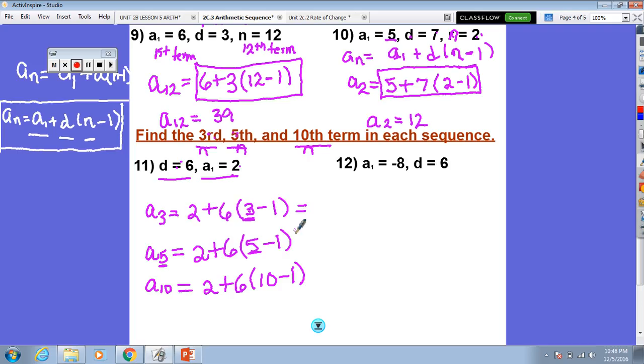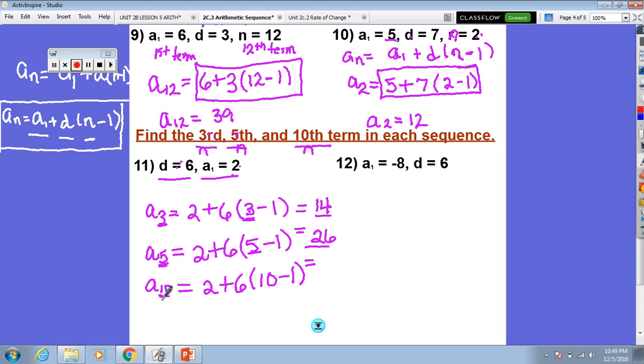Now let's type these in the calculator one by one so that we can find our answer. Alright? So 2 plus 6, parentheses, 3 minus 1. And we get 14. So the 3rd number in the sequence is 14. Now let's find the 5th number. So 2 plus 6, parentheses, 5 minus 1. And we press enter. We get 26. So the 5th number in this sequence is 26.